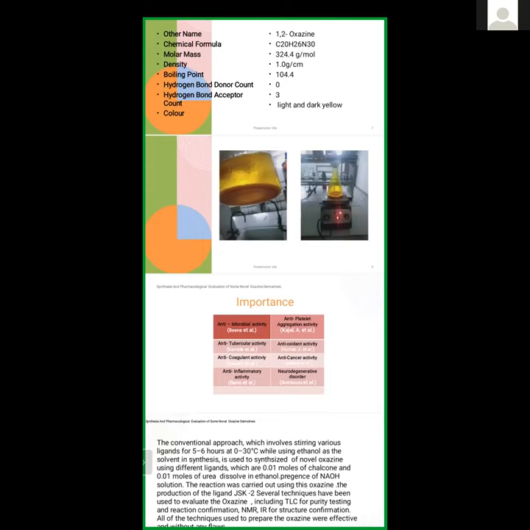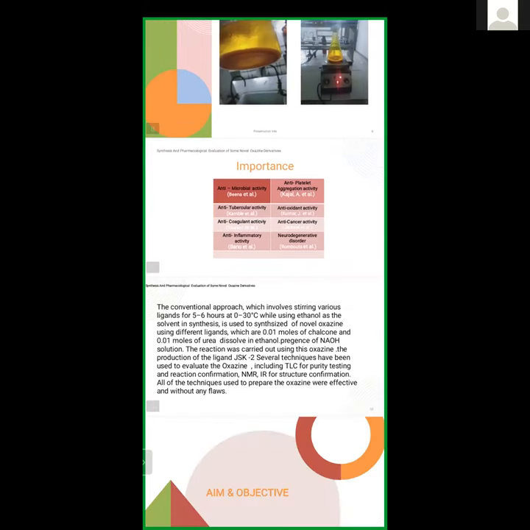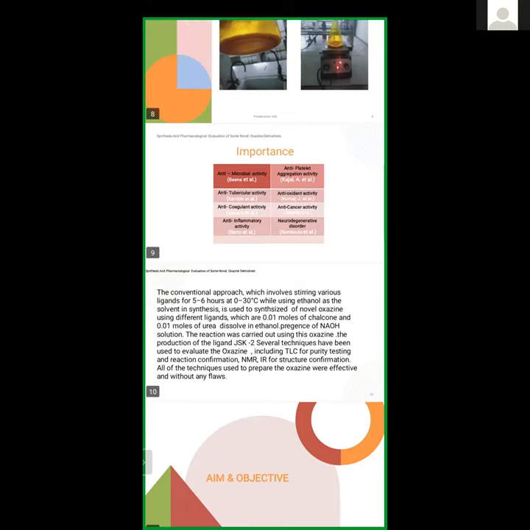This is the picture of oxazine, and it has important pharmacological activities: antimicrobial activity, antiplatelet activity, antitubercular activity, antioxidant activity, anticancer activity, etc.